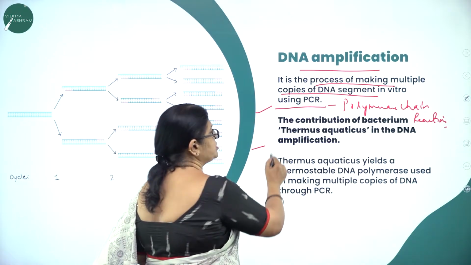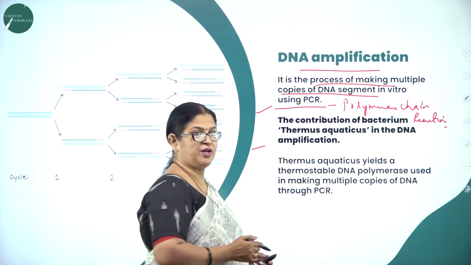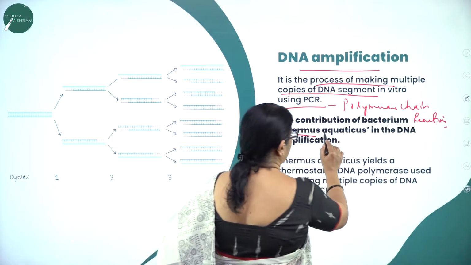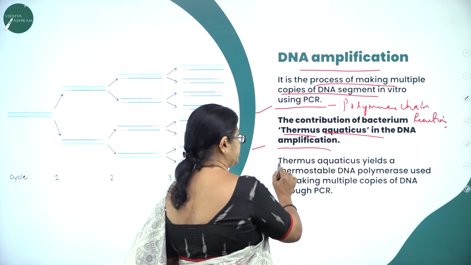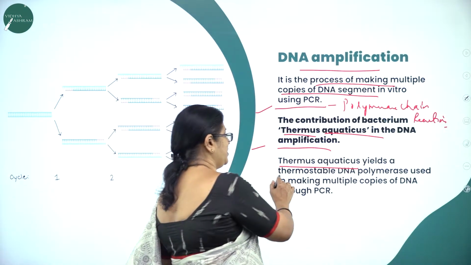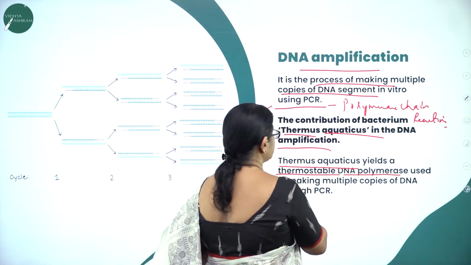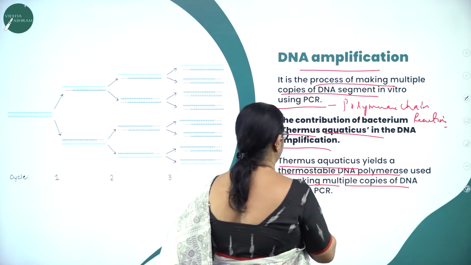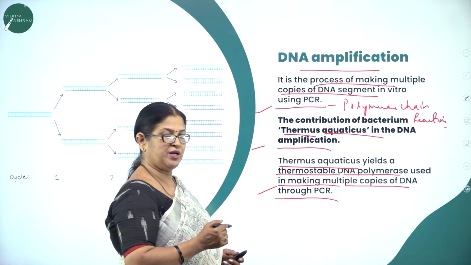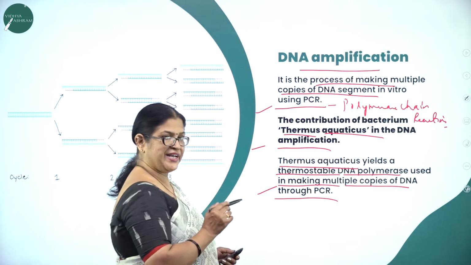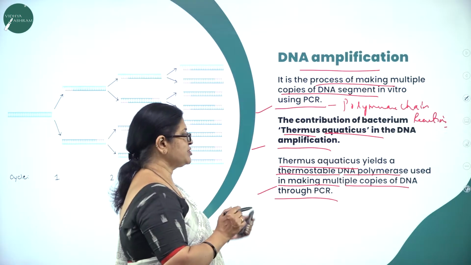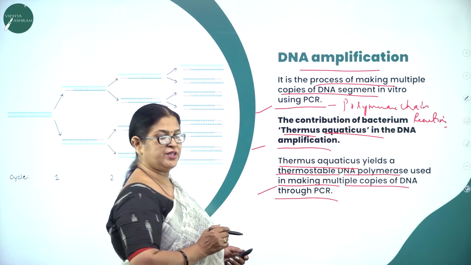So, the contribution of Taq polymerase. That is a contribution of the bacterium called Thermus aquaticus in DNA amplification. So what is this Thermus aquaticus? It yields a thermostable DNA polymerase used in making multiple copies of DNA through PCR. So what is that enzyme? Taq polymerase enzyme.